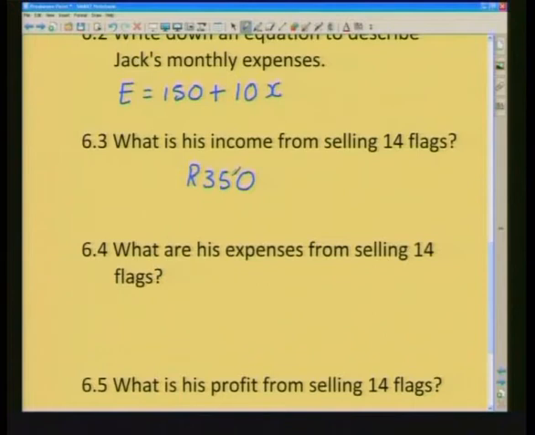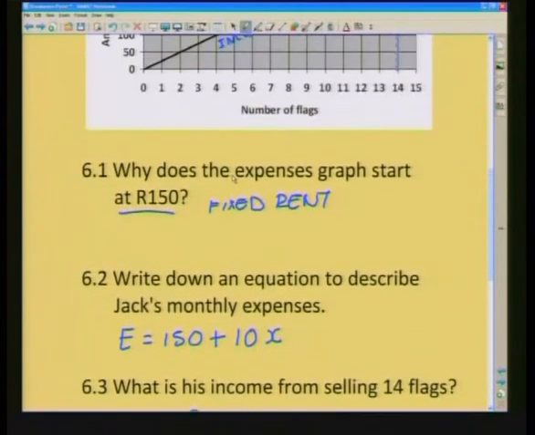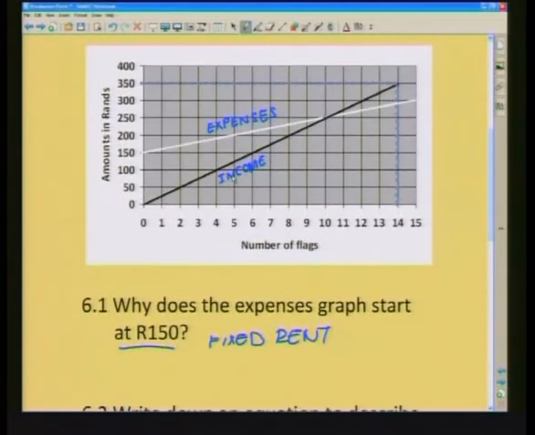6.4, what are his expenses from selling 14 flags? So very similar to the one we've just done, except for now, instead of going across to the income graph, we are going to go to the expenses graph, and we are going to read from the expenses graph what his expenses are when he sells 14 flags. So if we go across on the same line from 14 until it reaches expenses, which is the white graph, and we then read across on the y-axis.